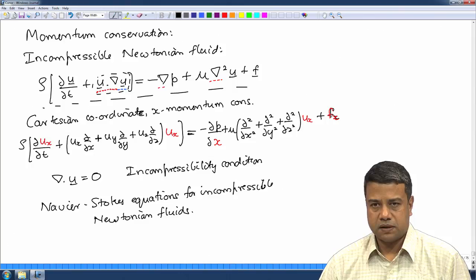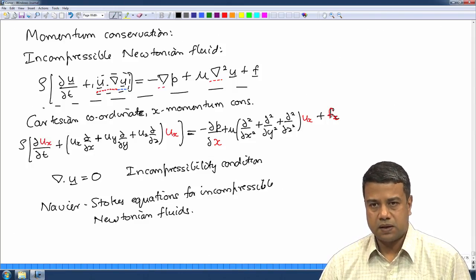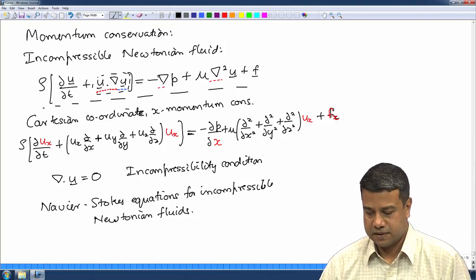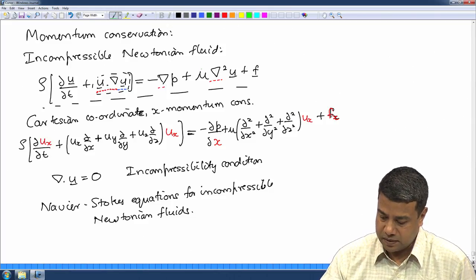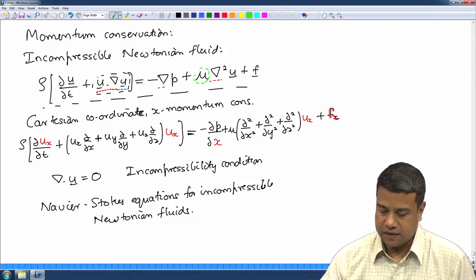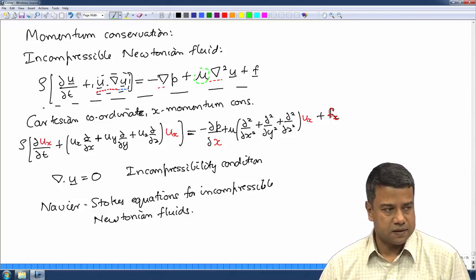I should caution here that in the derivation of these equations, we are assuming one, that the density is a constant, it is independent of time, it is independent of space, and the other, we are also assuming that the viscosity is actually a constant. When we derive these equations, we are also assuming that the viscosity is a constant.